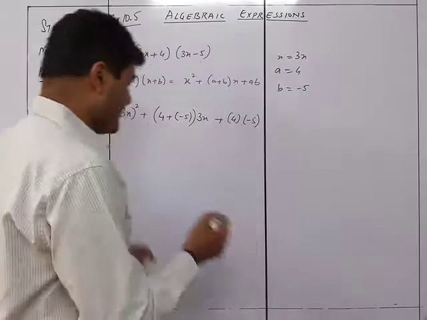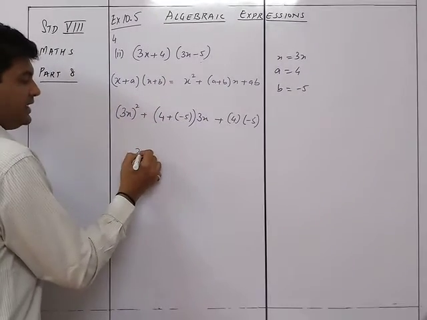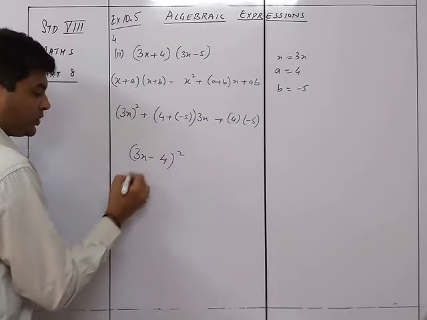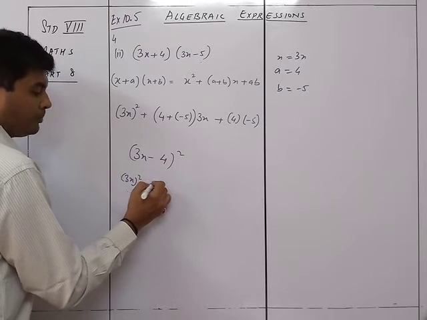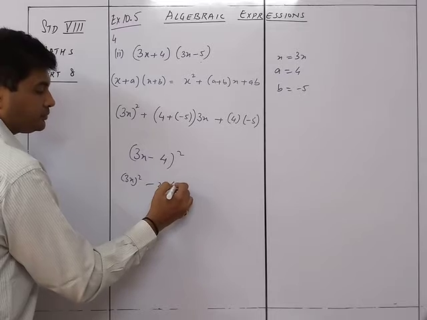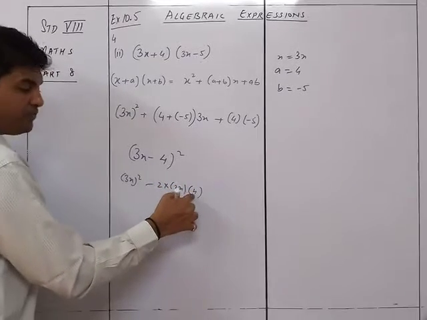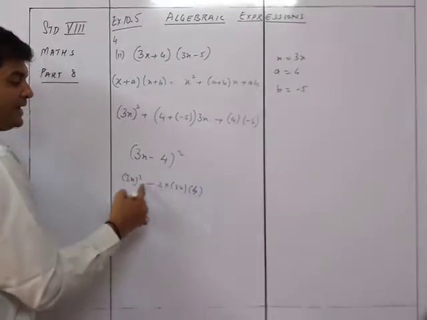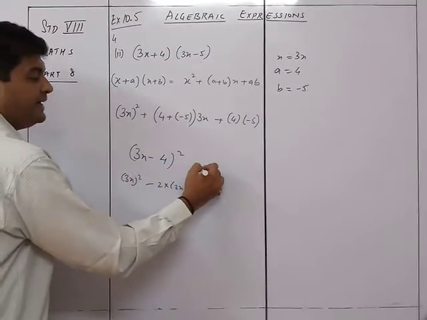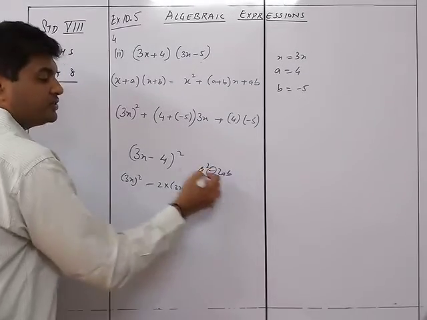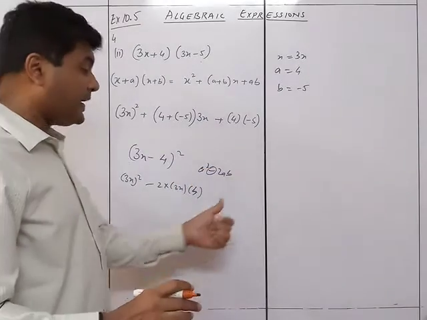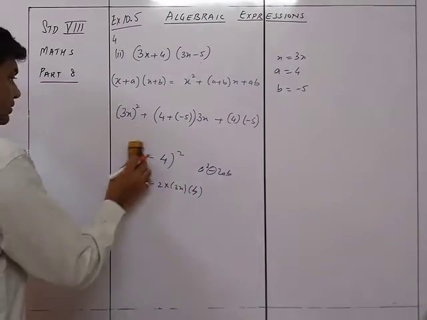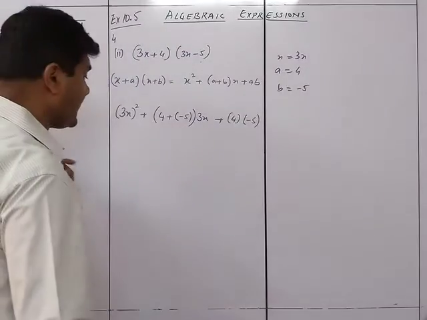For example, when I say 3x minus 4 the whole square, I just wrote 3x the whole square minus 2 into 3x into 4. I did not put minus 4 over here. Why? Because the formula itself states a square minus 2ab. So this minus is already there in the formula, and I don't need to take the negative sign for b. Got it? So in this case, we need to see the sign accordingly.